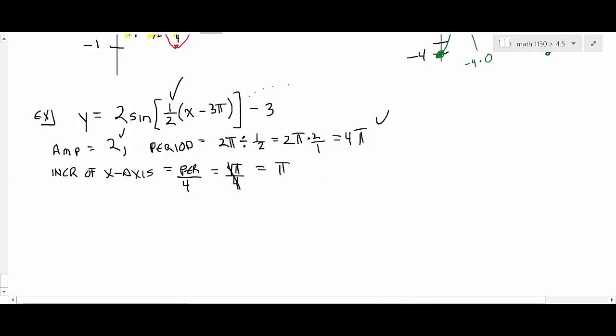Okay, and then the minus 3 is going to do what? That's going to take you down 3. Okay, so that's all the key ingredients that we have. And then we also have the phase shift. So what's the phase shift? 3 pi, which way? To the right. That's because it's got a minus 3 pi. That's the left-right transformation. So that's going to be 3 pi to the right like that. Okay, so that's everything that we have in the problem as we have this then.